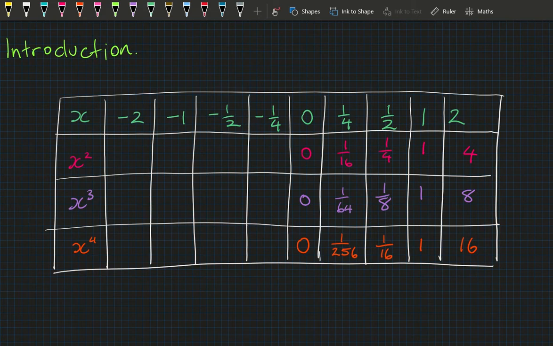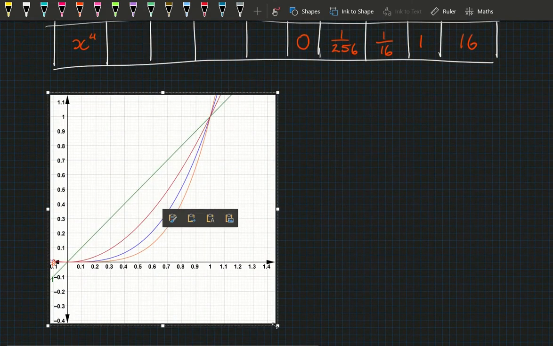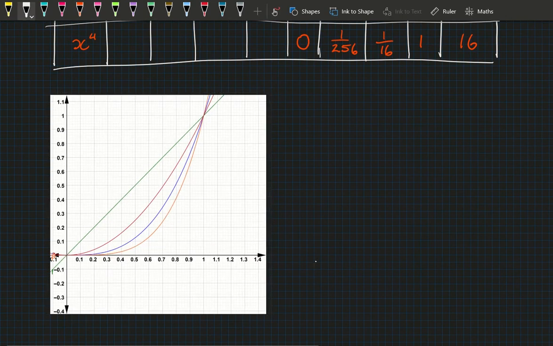So that means that these graphs start to form a shape like this. So I've used the same colors here in GeoGebra, and it should be obvious that this green one here is x, and our orange one here is x to the 4. So it looks like someone's tied a pigtail, doesn't it? As they all pass through 1 there.